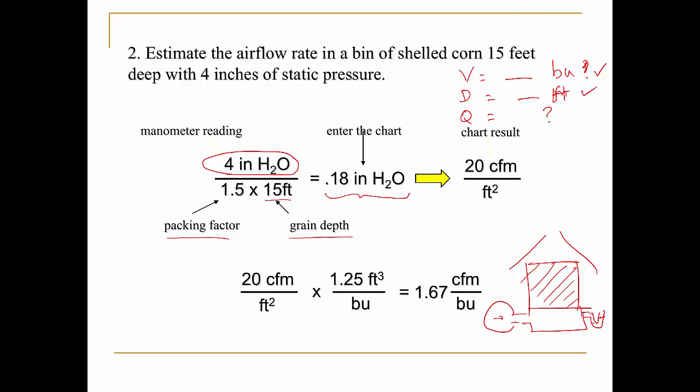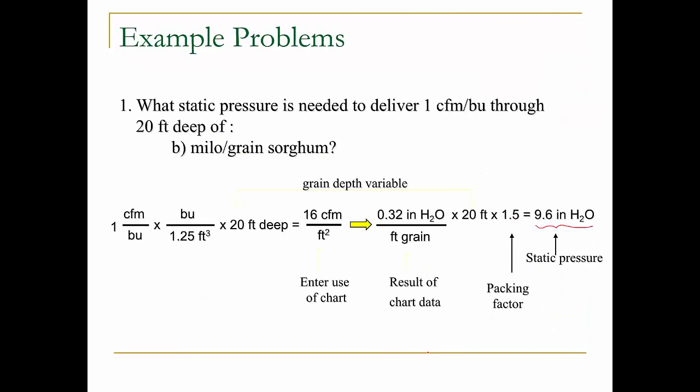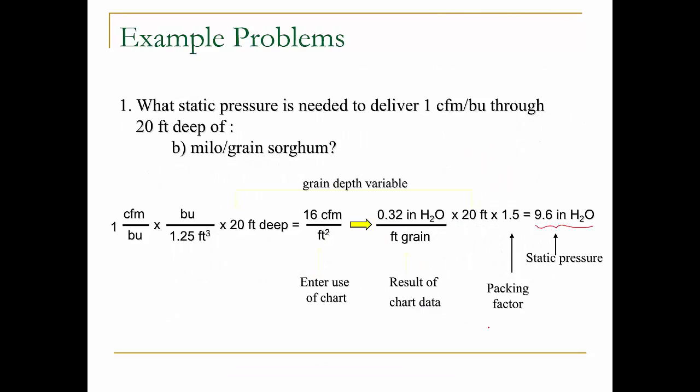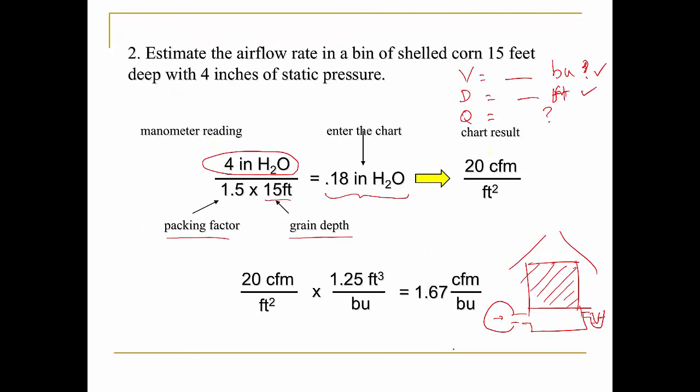Then I go back to the chart, go to somewhere around 0.18, and then I go up and go to whatever the desired grain is. Then you determine what that value is. So that is around 20 CFM per feet square.